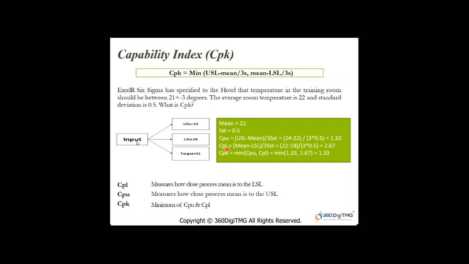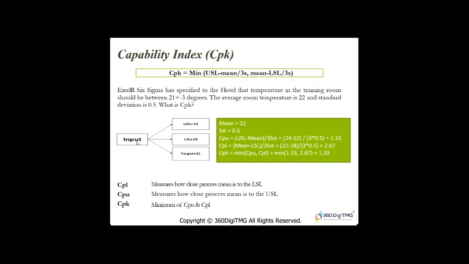I then need to calculate CPL. CPL measures how close the process mean is to the lower specification limit. If I simply use this formula, which is mean minus lower specification limit divided by 3 times the standard deviation, I get this value, which is 22 minus 18 divided by 3 times the standard deviation. And the calculation results in 2.67.